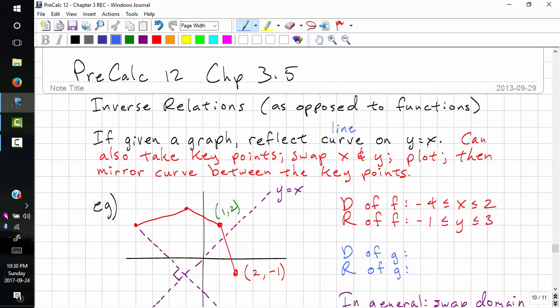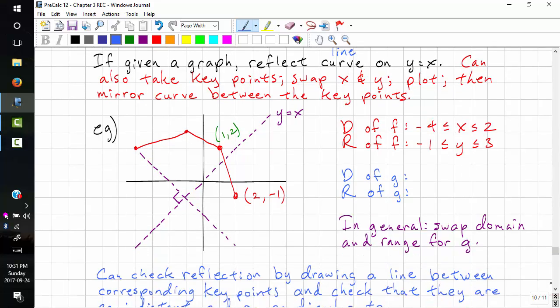We can also take key points, swap x and y, and plot. And then we mirror the curve between the key points. For example, we have this function, and we're going to mirror it on y equals x.